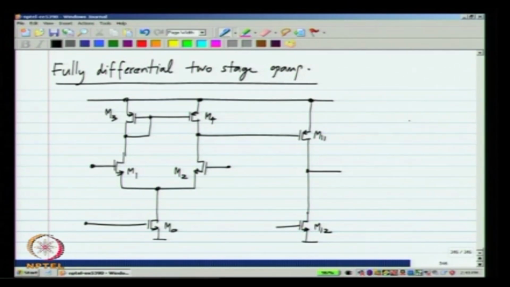Now, when we make it fully differential, the output also must be differential. So, first of all, the first stage will not be a differential to single ended converting stage like this, it will also be fully differential, that is the inputs and outputs are fully differential. And to make the second stage differential, we need to add a counterpart to M11, let me call it M13, and this is M14.